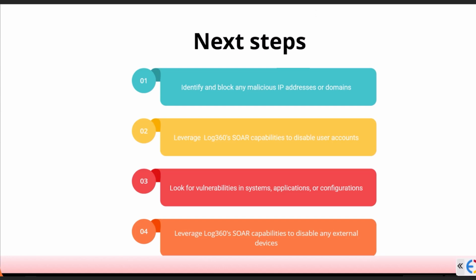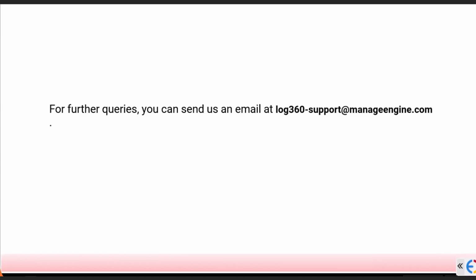Once an initial access technique has been detected, here are some next steps to take. Identify and block any malicious IP addresses or domains associated with the attack. Look for vulnerabilities in systems, applications, or configurations that may have been exploited. You can use Log360 SOAR capabilities to disable user accounts involved in suspicious logons. Leverage Log360 SOAR capabilities to disable any external devices associated with an adversary's activities.